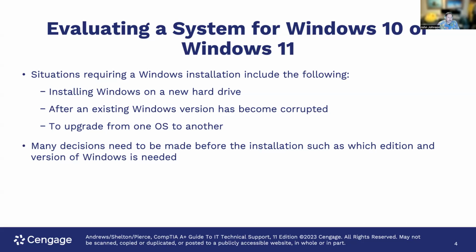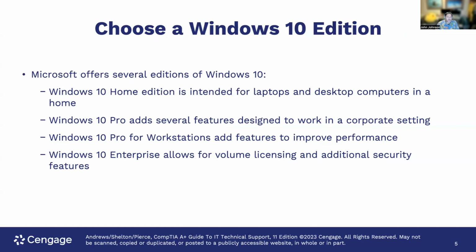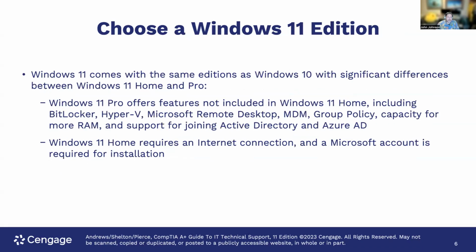So many decisions need to be made before the installation, such as which edition you're going to be using and which version. So if you're choosing Windows 10, Microsoft offers a variety of versions here, or editions. You've got Windows 10 Home Edition, that's intended for laptops and desktop computers in a home environment. You've got Windows 10 Pro, which adds features designed to work in corporate settings. You've got Windows 10 Pro for Workstations, and that adds improvement. It improves your performance. And then you've got Windows 10 Enterprise, which allows for volume licensing and additional security features.